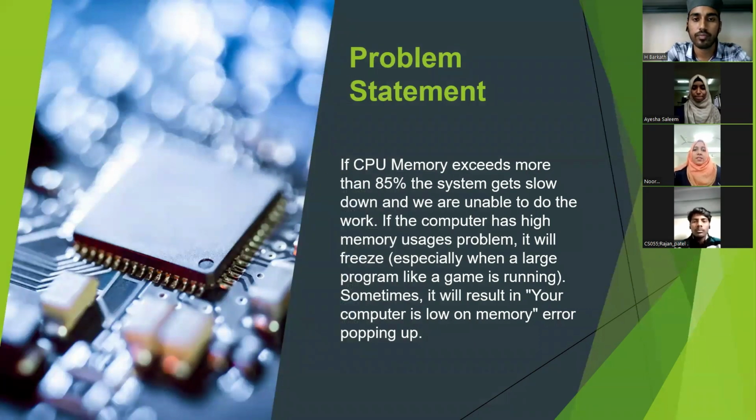And the next one is the problem statement. If CPU or memory usage exceeds 85%, the system gets slowed down and we are unable to do the work. If the computer has a high memory usage problem, it will freeze, especially when a large program like a game is running. Sometimes it will result in a "your computer is low on memory" error popping up.